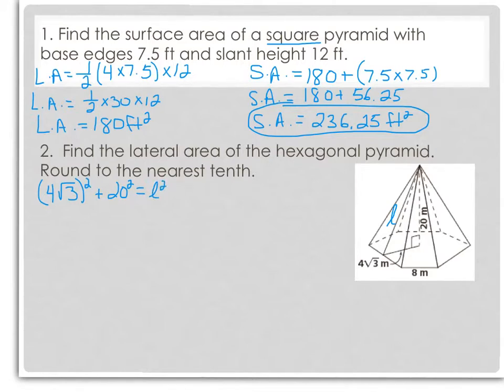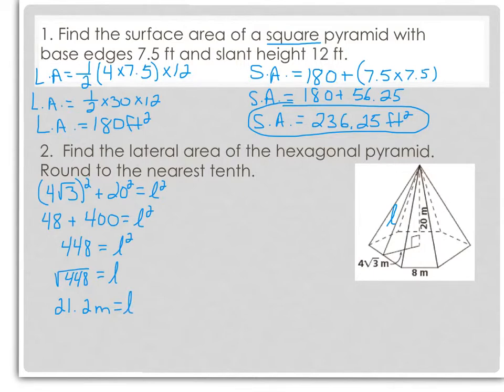4 square root 3 squared is 48. Take 4 squared is 16, and then square root 3 squared is 3. 16 times 3 is 48. 20 squared is 400, so that gives us our slant height. Combining like terms, we have 448 equals L squared. Then take the square root, and rounding to nearest tenth, our slant height is about 21.2 meters.